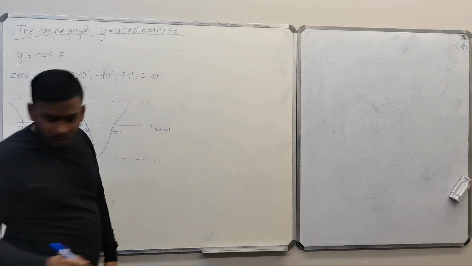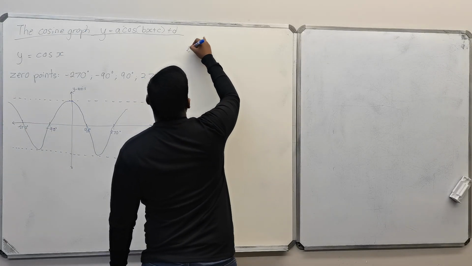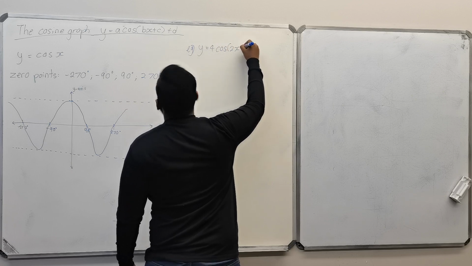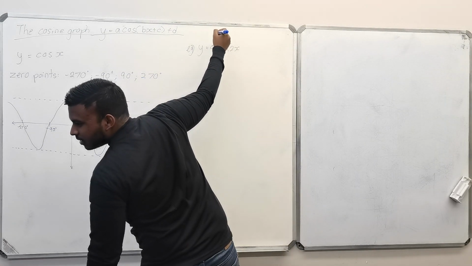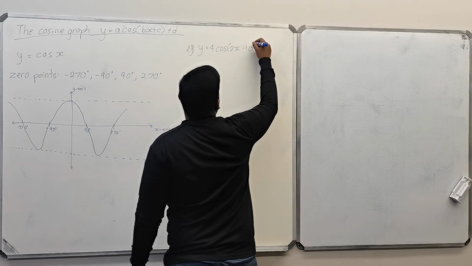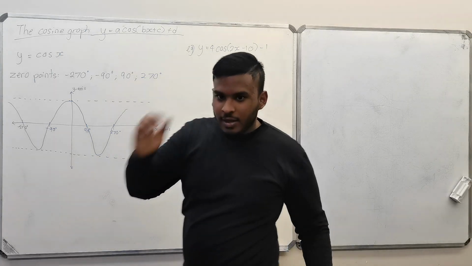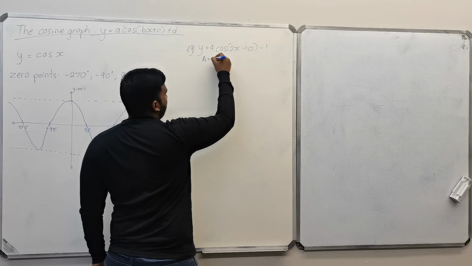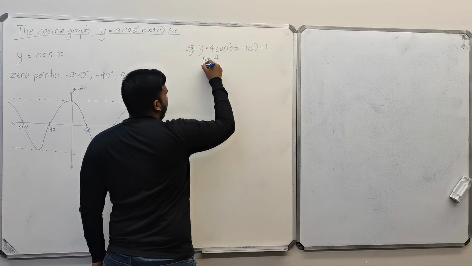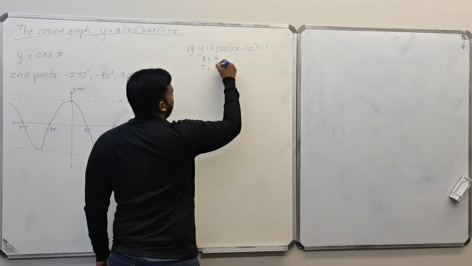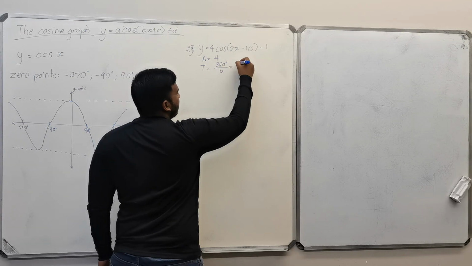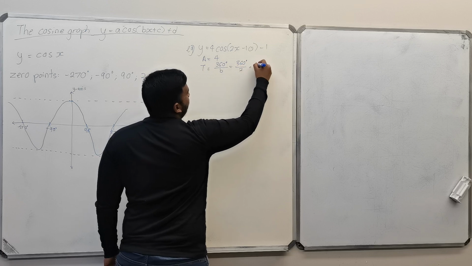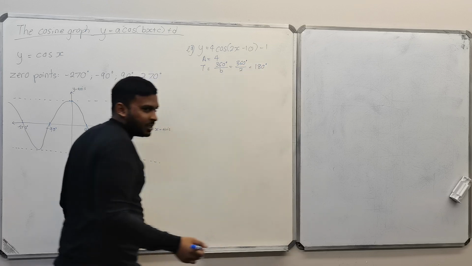Y is equal to 4 cos 2x minus 10, minus 1. Looking at this, the information that we have: your amplitude is equal to 4. The period of the graph is equal to 360 divided by the value of b, which is 2. So 360 over 2 is 180 degrees.